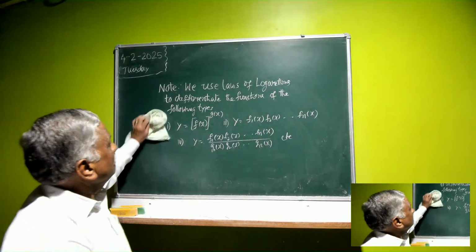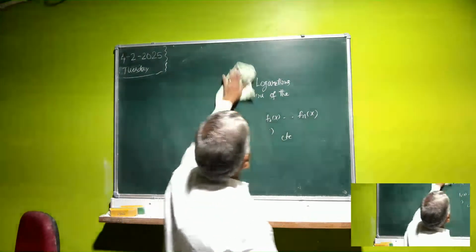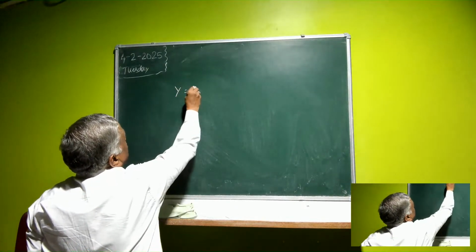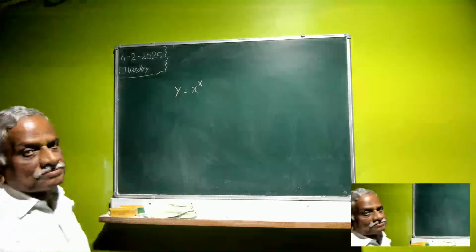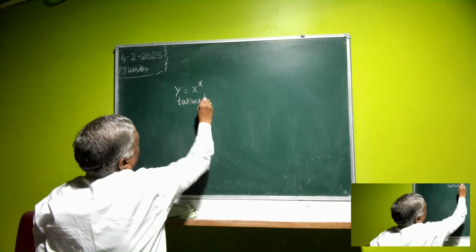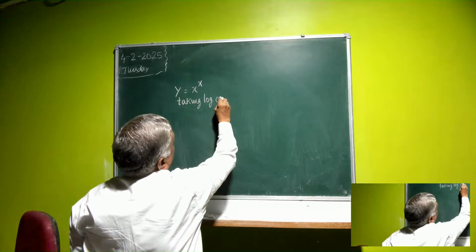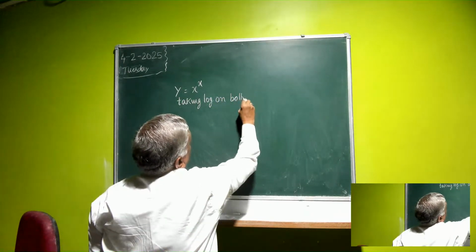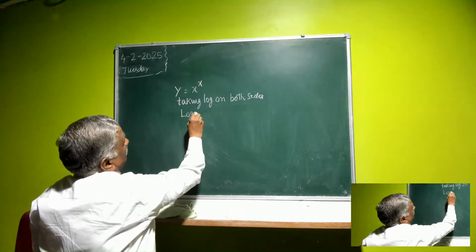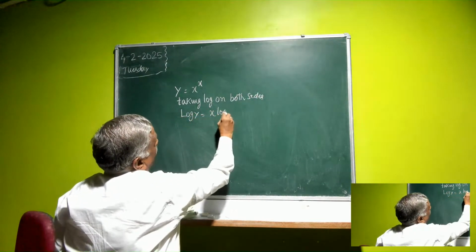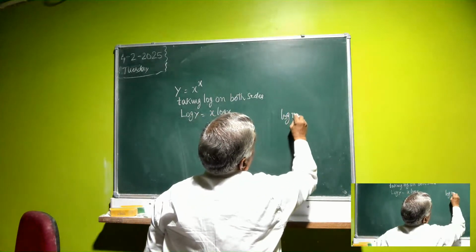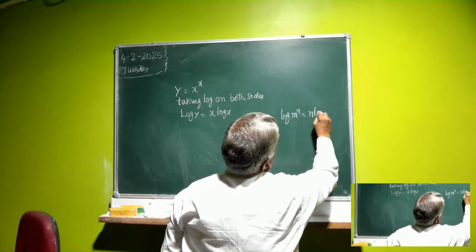So let me start with a very simple problem. The first problem is y is equal to x to the power of x. Taking log on both sides, log y is equal to x log x. Which formula am I using? Log m power n is n log m.